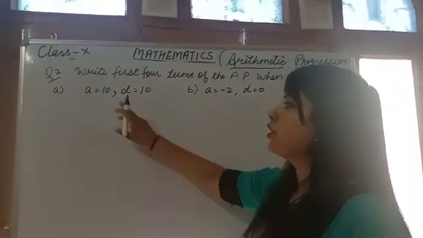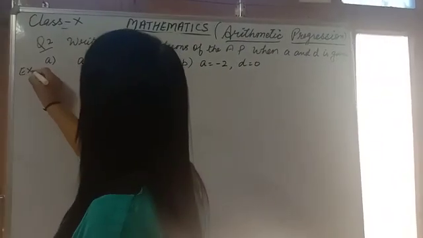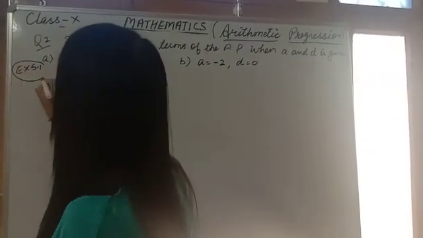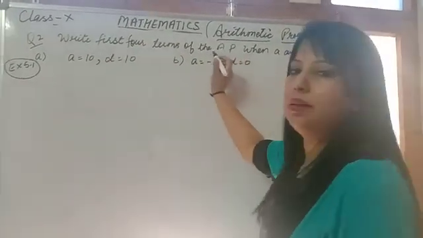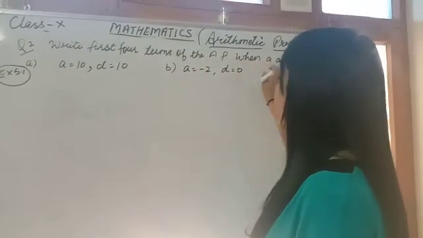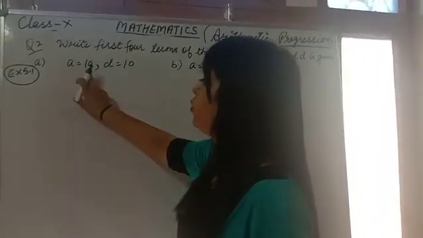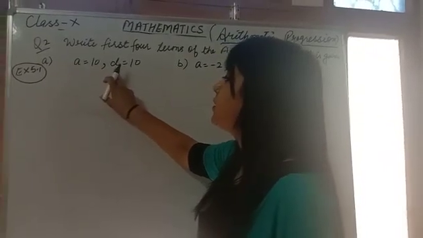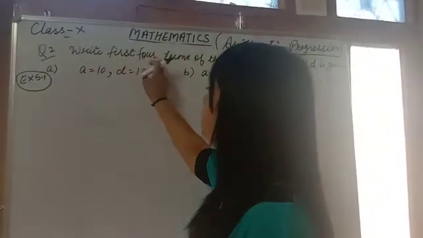Now students, this is question number 2 of exercise 5.1. The question is: write the first four terms of the AP. We have to write the first four terms of the AP when the first term and the common difference are given. First term is a = 10 and common difference is d = 10. This is given in the first part. So we have to write the first four terms.